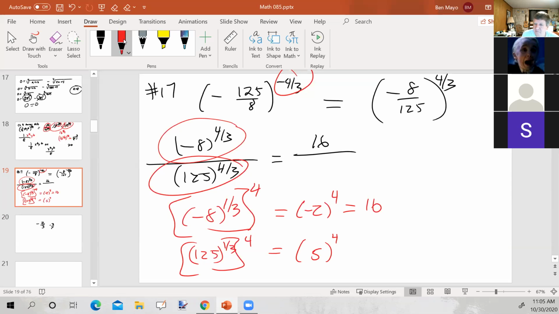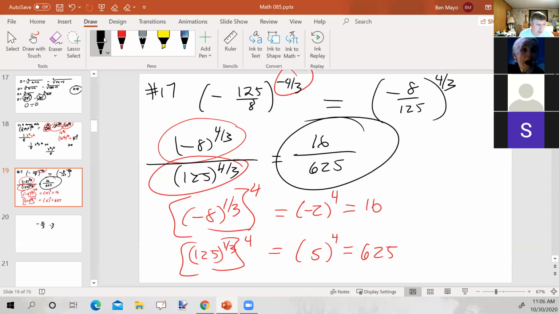5 times 5 is 25, times 5 is 125. And what's 5 to the 4th power? Well, pull out our calculator, we'll find out it's 625. So there is our final answer for that problem.